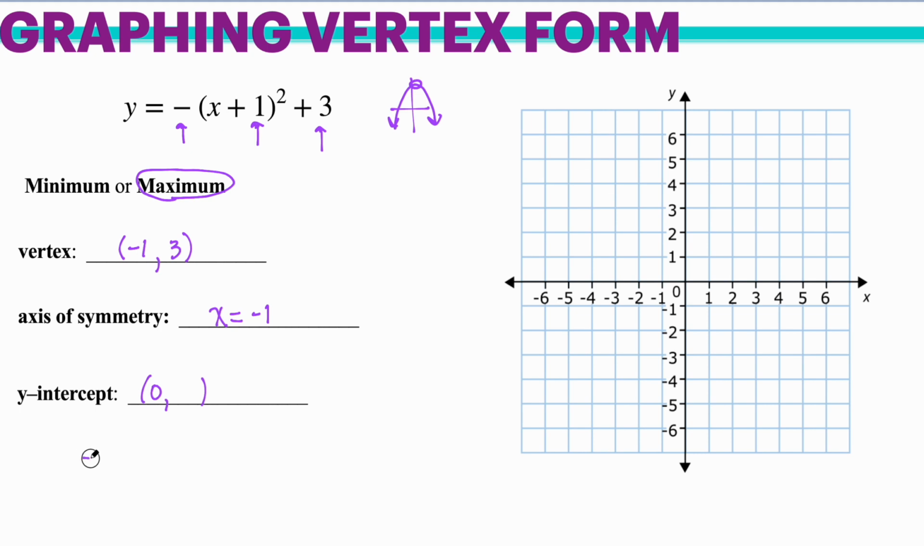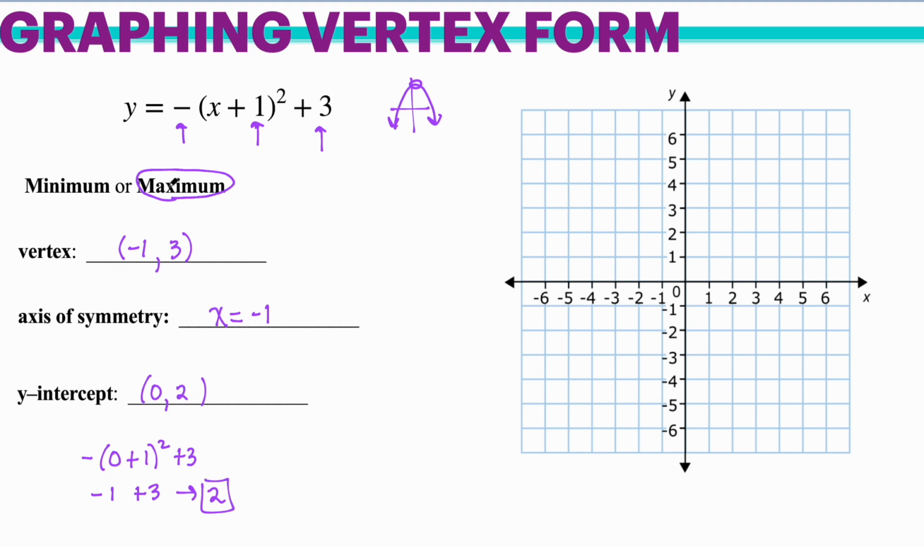So I'm going to take my equation, and I'm going to plug in 0. So I'll get negative 1 because the negative is on the outside of the square. And so 0 plus 1 is 1, and 1 squared is 1, but you have a negative on the outside. And then I'm going to bring down the plus 3, and negative 1 plus 3 is 2. And so therefore my y-intercept is (0, 2).